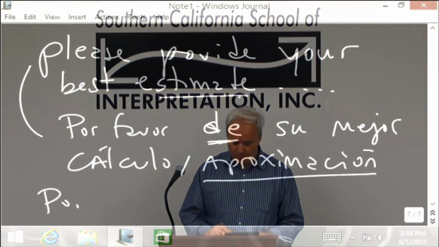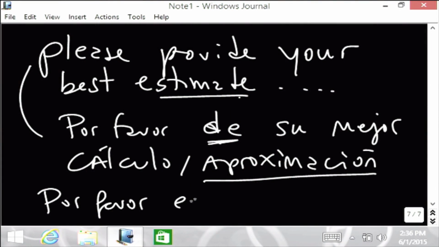Now, you could use something like this. You could say, for example, por favor, estime cuándo empezó el dolor. That's okay. Because as a verb, it's okay, estimar, but not as a noun. Estimación and all that become false cognates for an estimate.